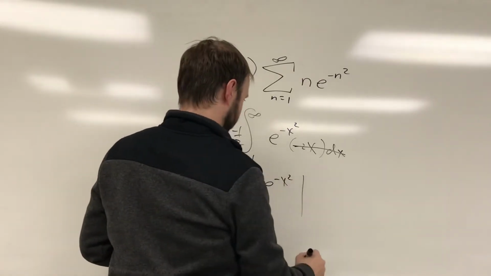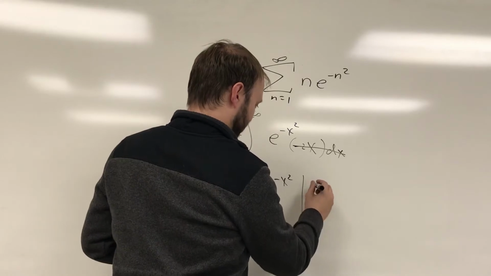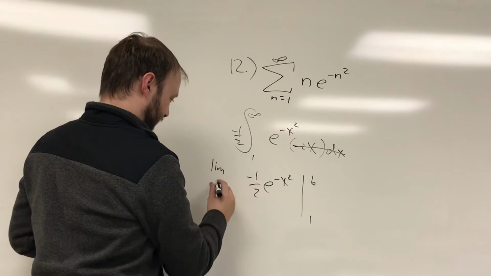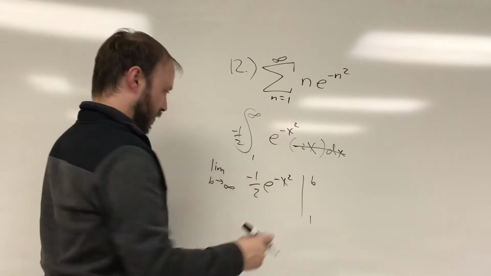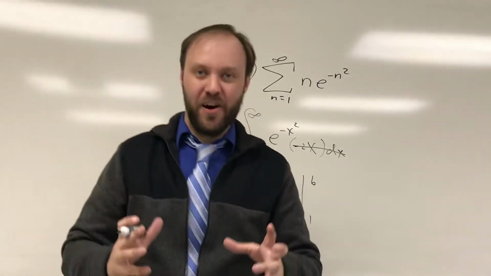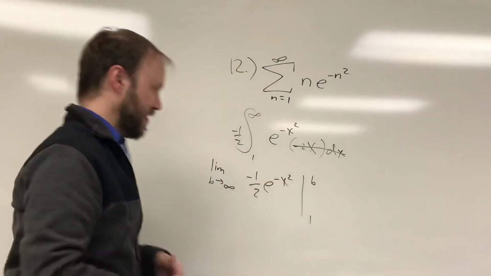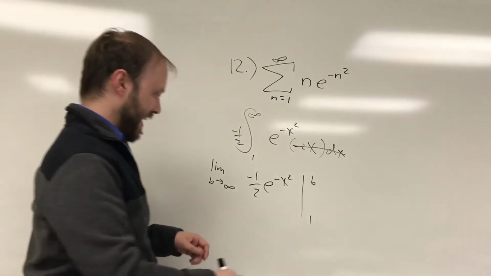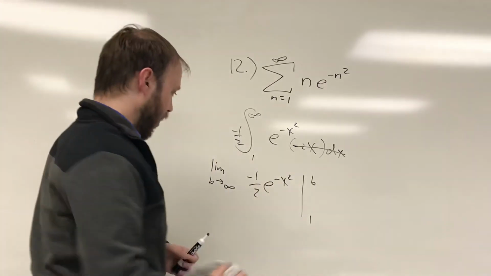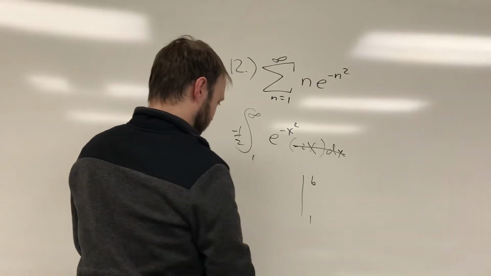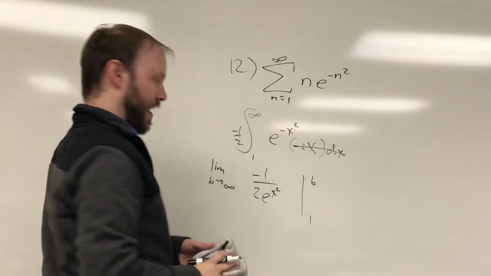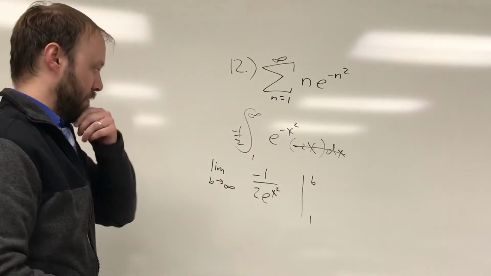You're evaluating this between 1 and infinity. Remember, infinity is not really a number, so you're really going to take the limit as some other variable that you put in there approaches infinity. Negative exponents are terrible for evaluating limits, so don't use them in these situations. Kick this stuff downstairs. It's going to be negative 1 over 2e to the positive x squared. Use that to evaluate.